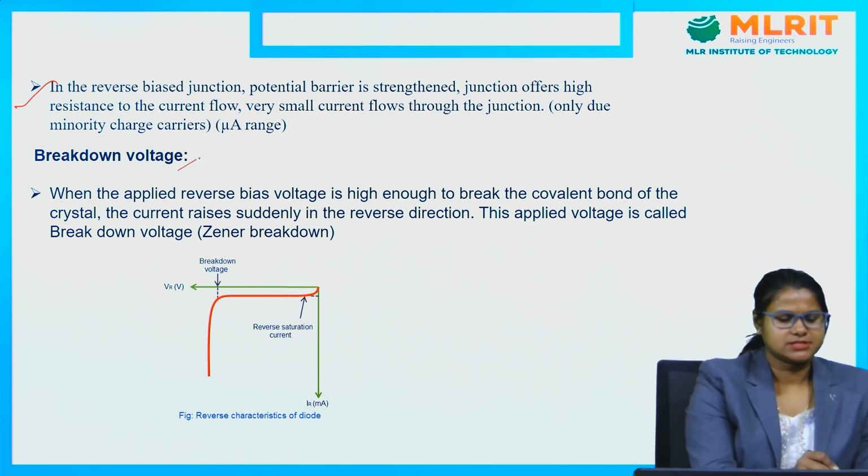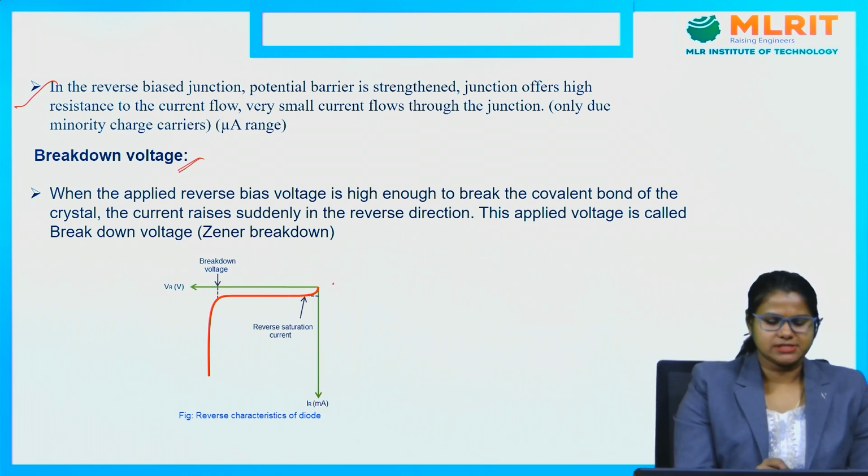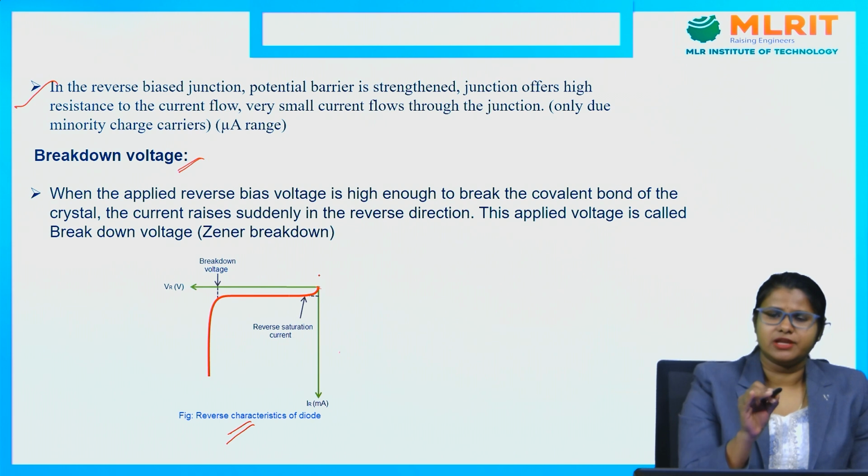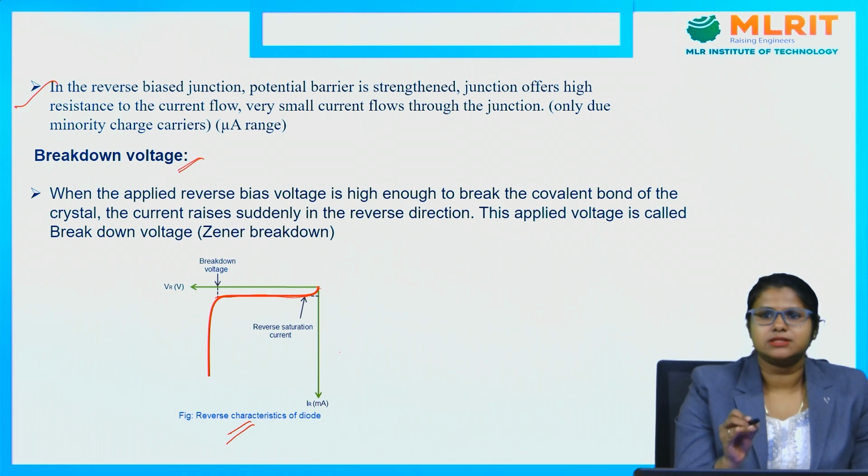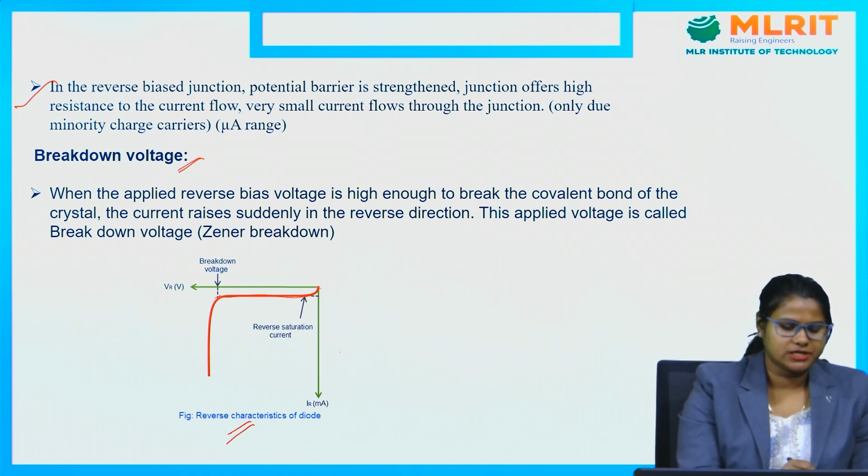Now we will discuss breakdown voltage. In this diagram, the voltage versus current diagram in reverse bias condition, we can see that, as I said, very little current flows through the junction. So the reverse current is very small when I apply some reverse voltage. But what happens when we keep increasing the reverse bias voltage? At a particular voltage there will be a sudden change in the current.